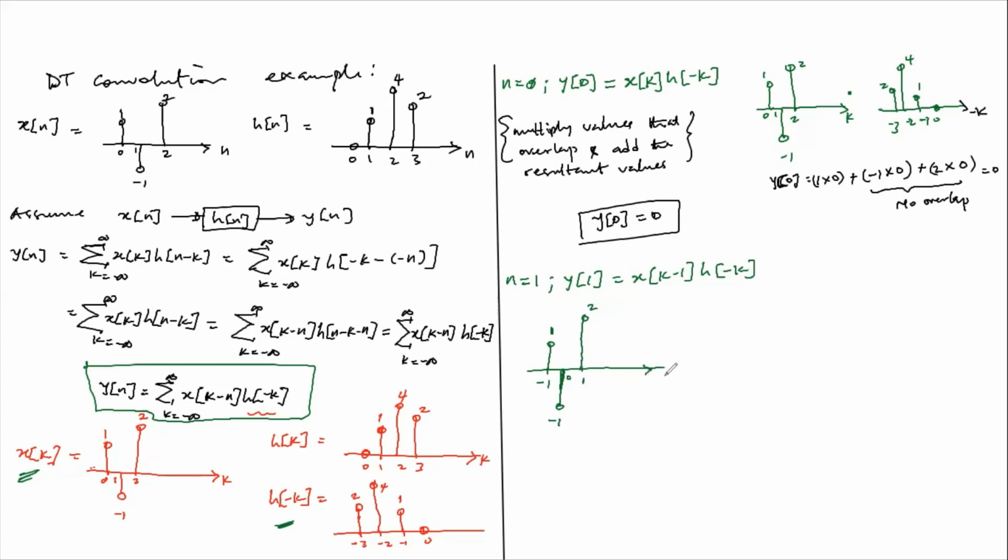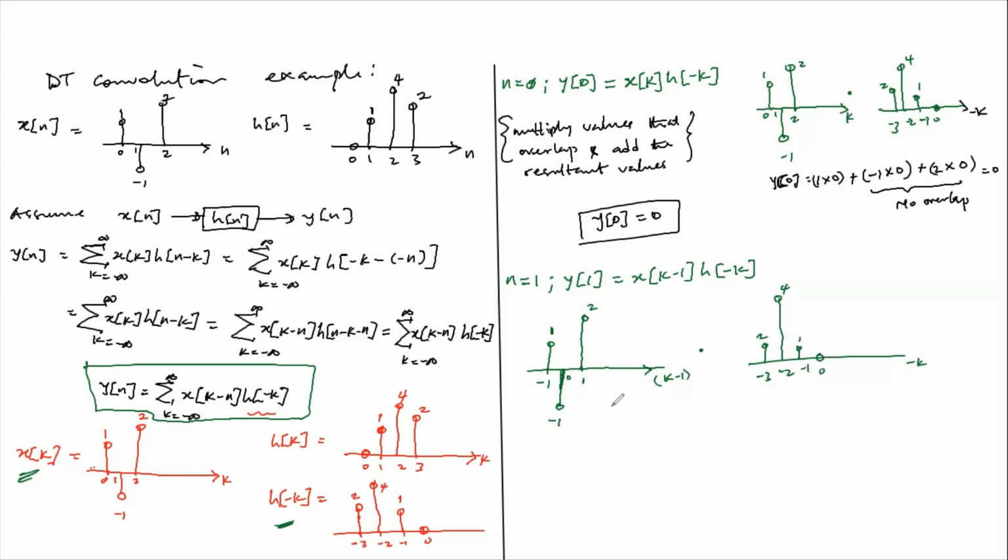This is k minus 1, right? Now, I'm going to multiply it with what we already have here. That's minus k. So we have 2 for minus 3. We have 4 for minus 2. This is 2. We have 1, 4 for minus 1, then 0 for 0.